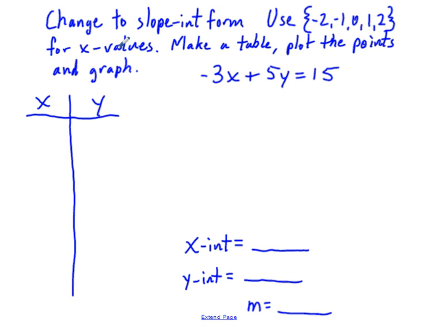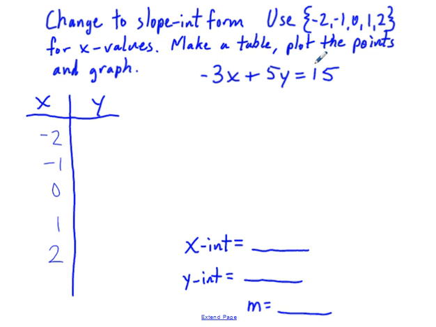Okay, the last one we're going to look at is one like this. Change to slope-intercept form. Use -2, -1, 0, 1, 2 for x values. Make a table, plot the points, and graph. And so on your test, there's going to be a little graph paper, but we're going to take the points here. I'll put -2, -1, 0, 1, 2.